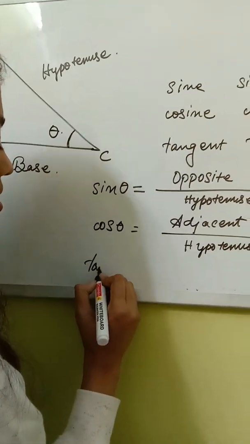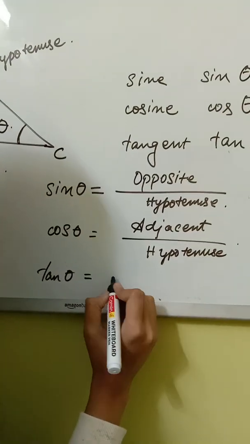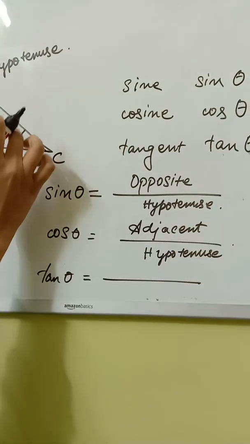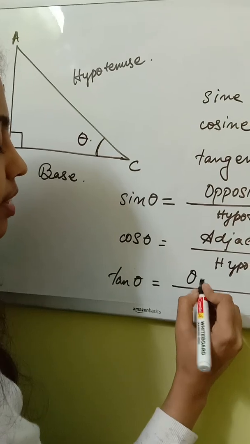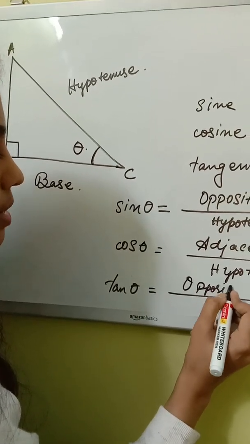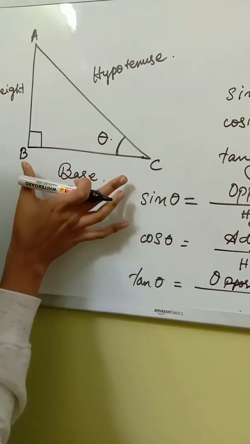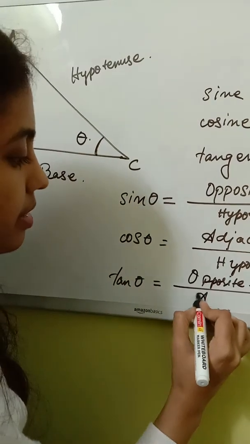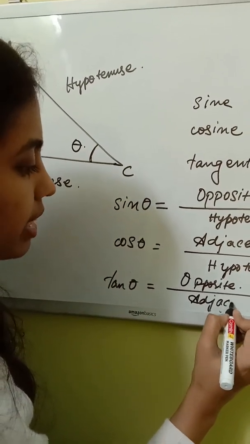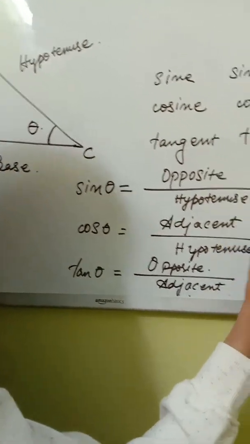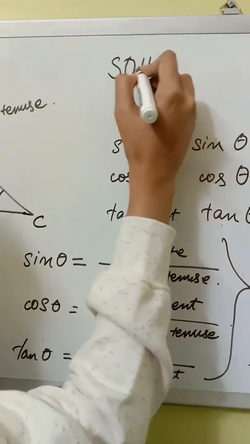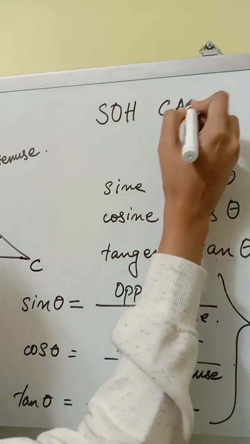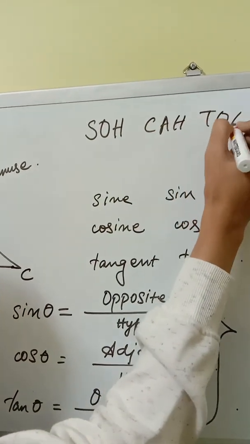And tan theta is equal to the side opposite to theta. Here it is height, divided by the side adjacent to theta, that is the base. But how can we remember these tricky formulae? For that, there's an acronym to it which will help us to remember. And the acronym is SO, KA, TWA.